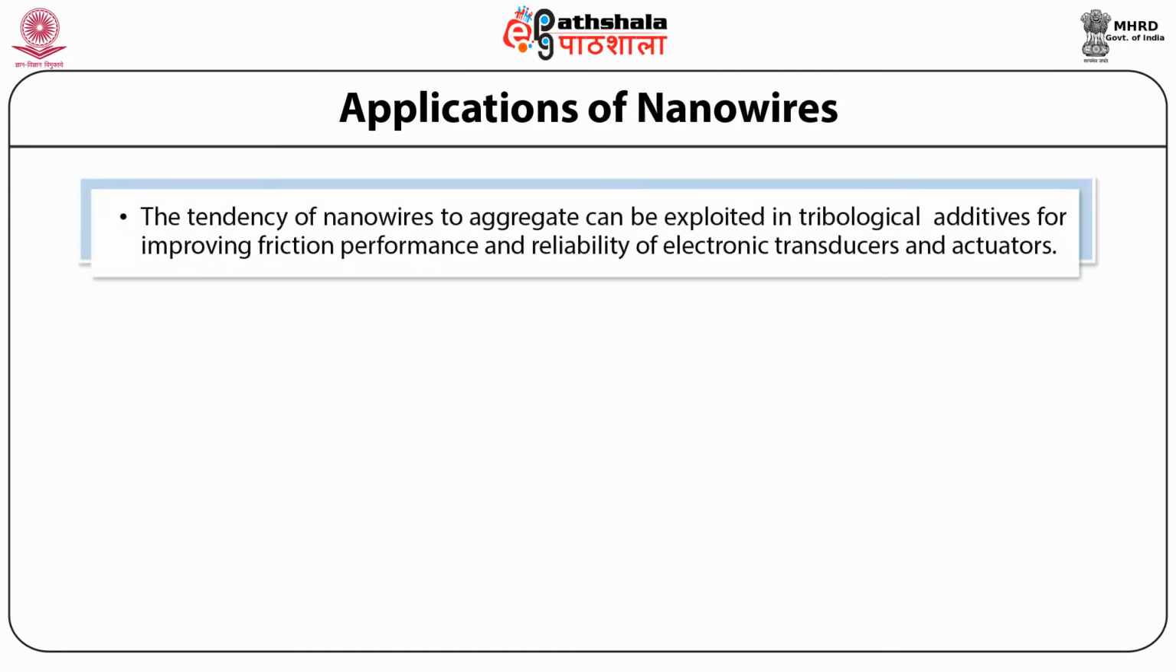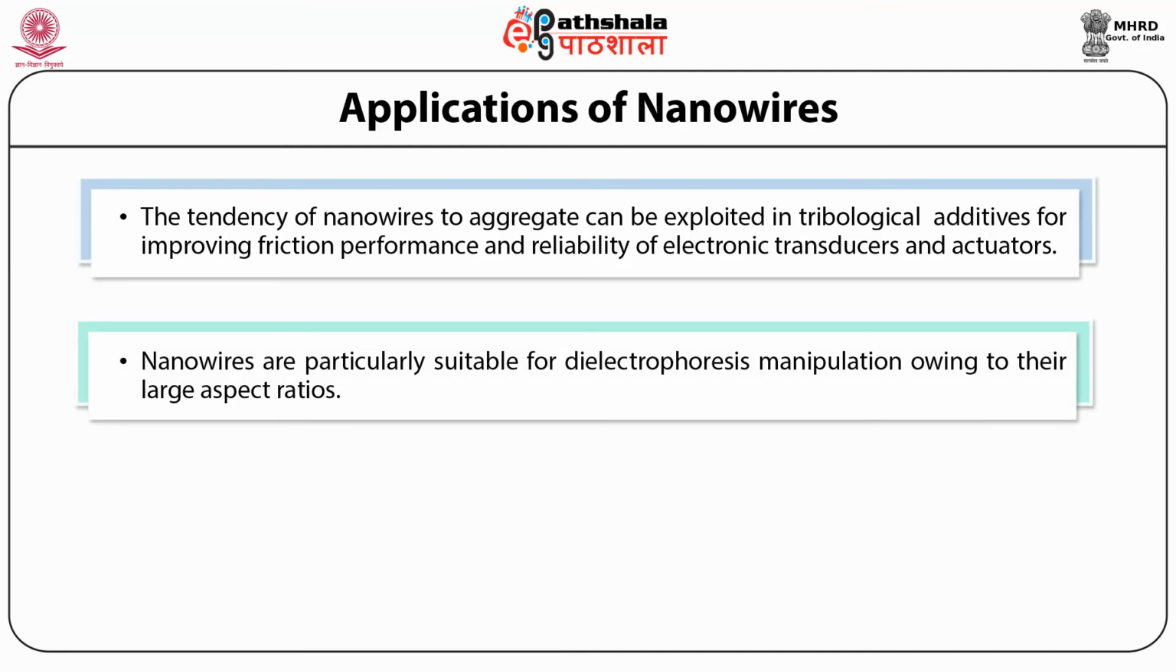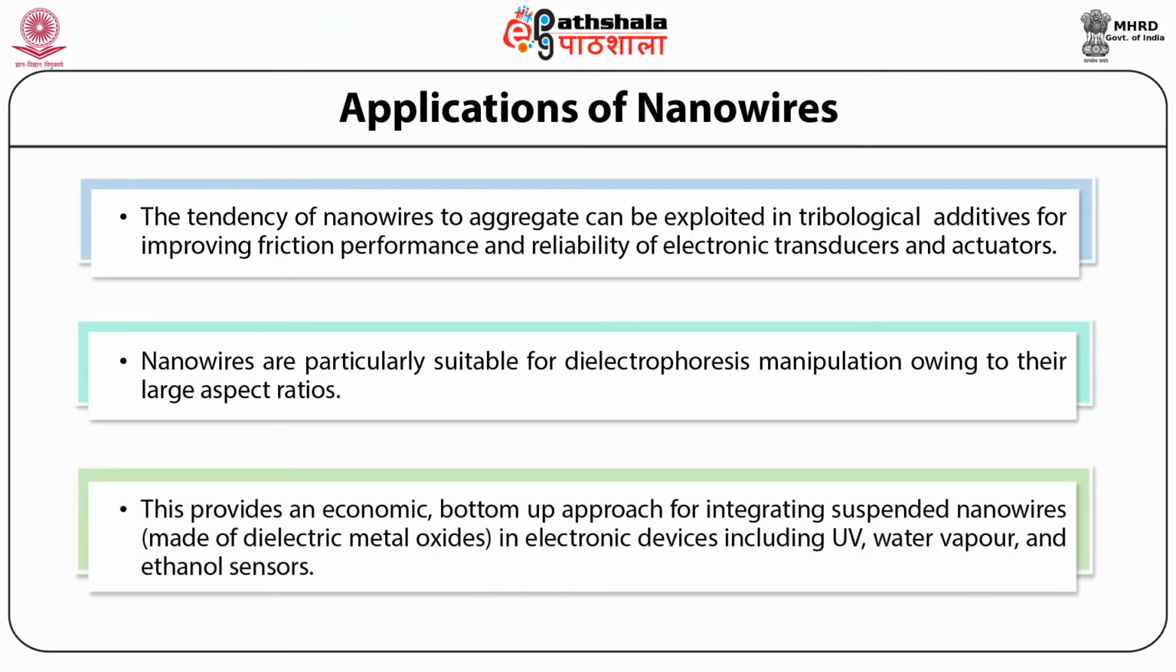The tendency of nanowires to aggregate can be exploited in tribological additives for improving the friction performance and reliability of electronic transducers and actuators. Nanowires are particularly suitable for dielectrophoresis manipulation owing to their large aspect ratios. This provides an economic bottom-up approach for integrating suspended nanowires in electronic devices, including UV, water vapor, and ethanol sensors.